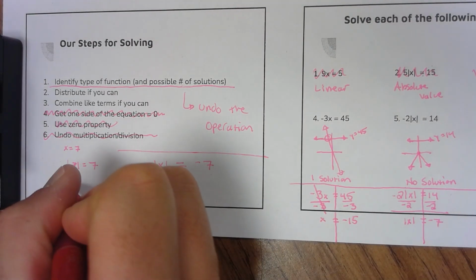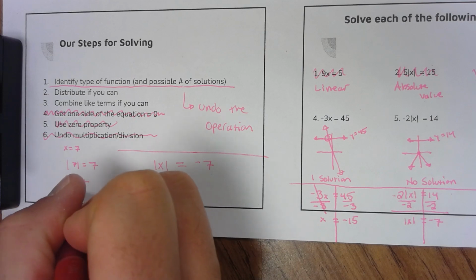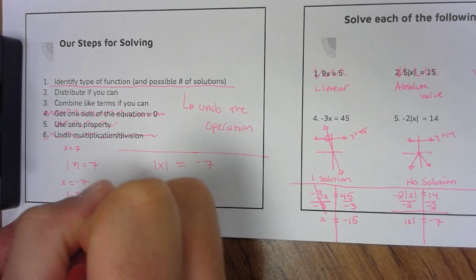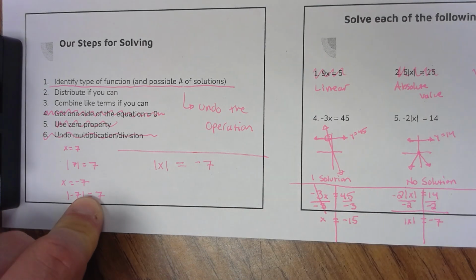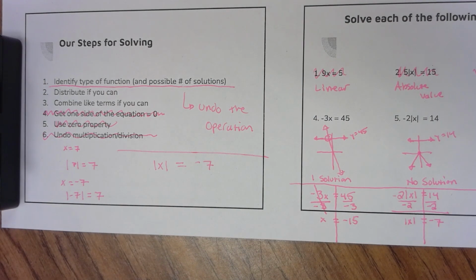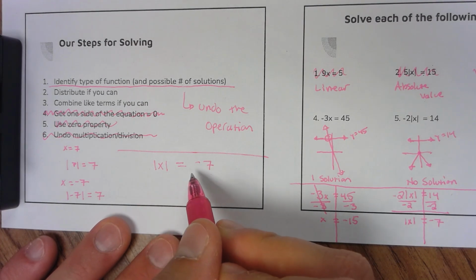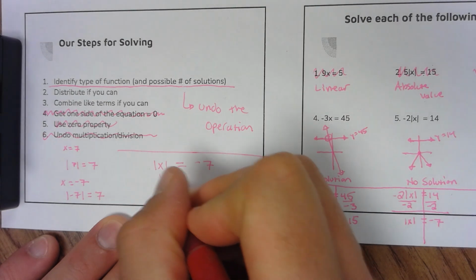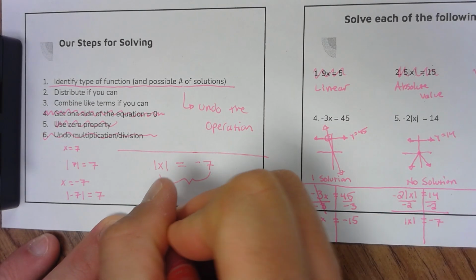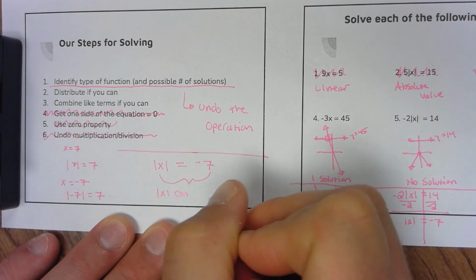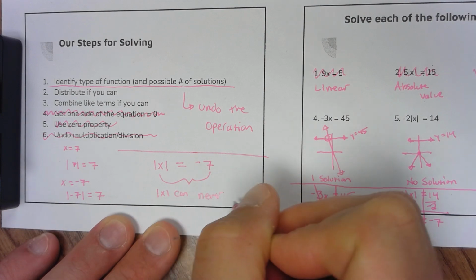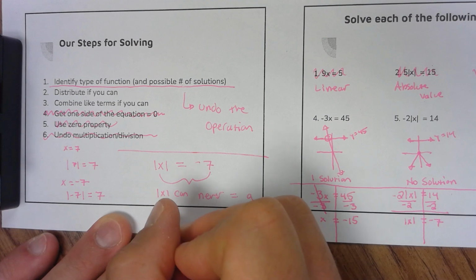Well, what if x is negative 7 and I take the absolute value of it? Once again, the absolute value of negative 7 is positive 7. And thus, we'll never be able to plug in a number for x to get this to be negative. So we need to make a note that the absolute value of x can never equal a negative number.